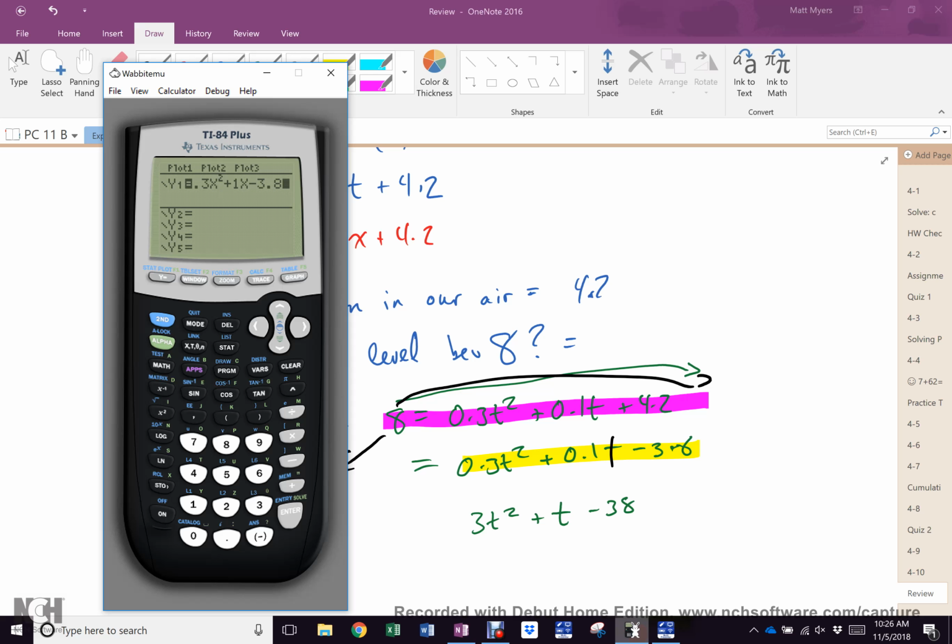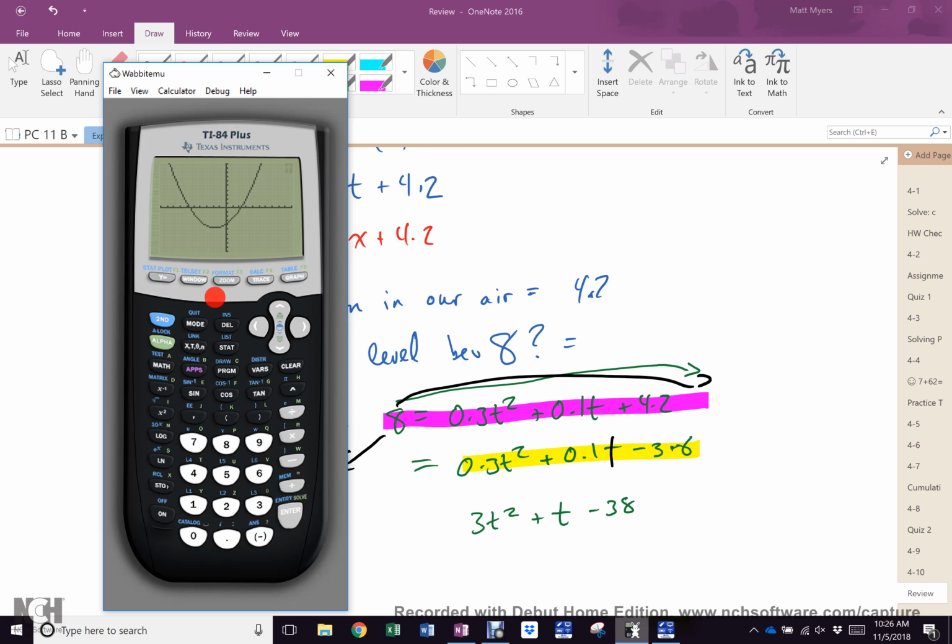Graph. What might happen? I might not see a thing, correct? Have I done it wrong? No. Do I panic? No, I just change my window. Am I okay? Everyone agree? Now I want to know, when is A going to be 8? How am I going to use my graphing calculator for that? A is what value on this graph? Is it an X value or a Y value? It's a Y value, correct?